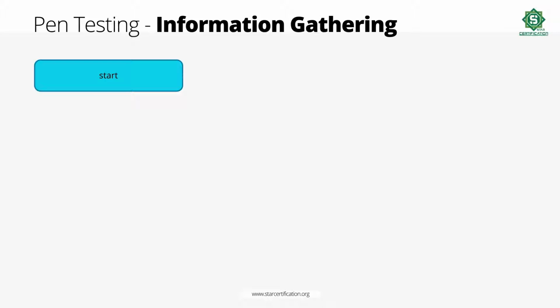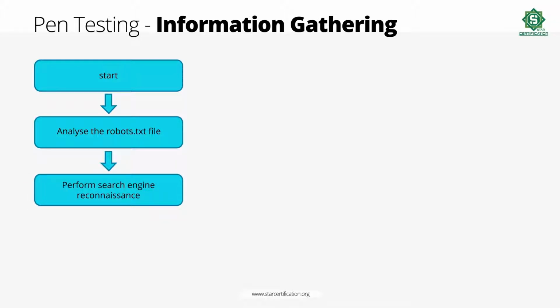Information gathering is done as shown in this image. In this process, the system retrieves and analyzes the robots text file using tools such as GNU wget. Using advanced site search operators, click cached to perform search engine reconnaissance.